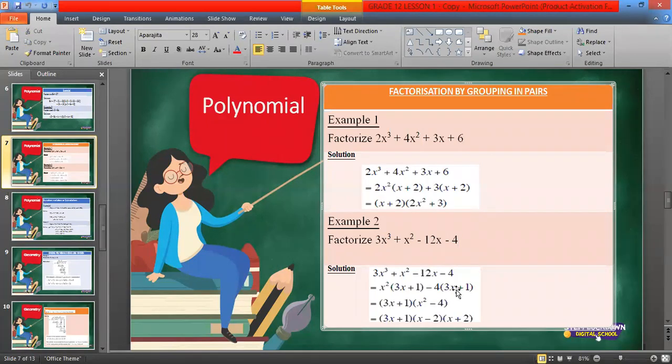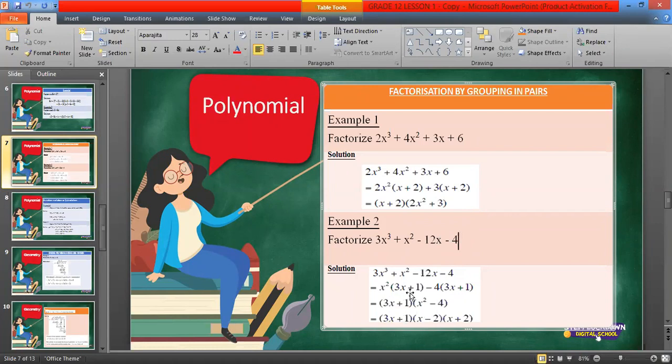Remember, this here becomes positive, so that negative times positive can give you a negative. So we're going to have this. And then from here now, there are two terms, this here and this here. Between them, what is common? 3x plus 1. So we take out the 3x plus 1, and we are left with x squared minus 4.